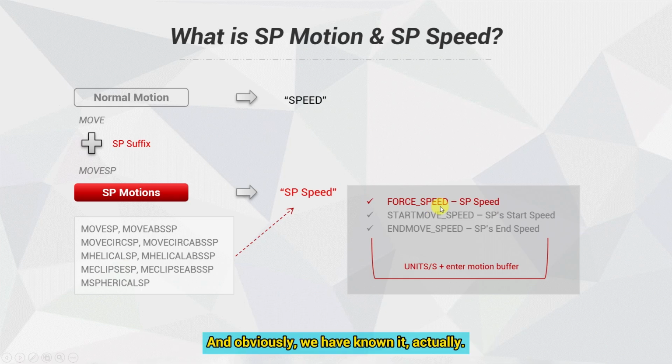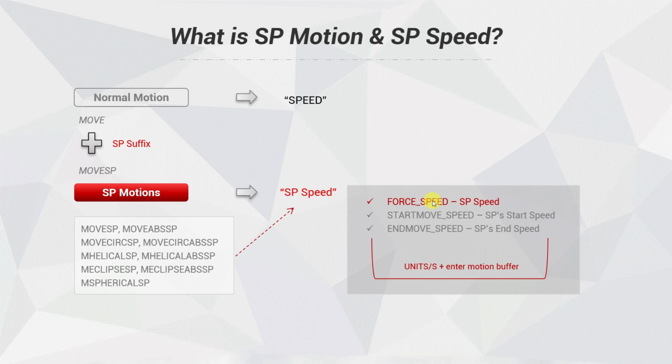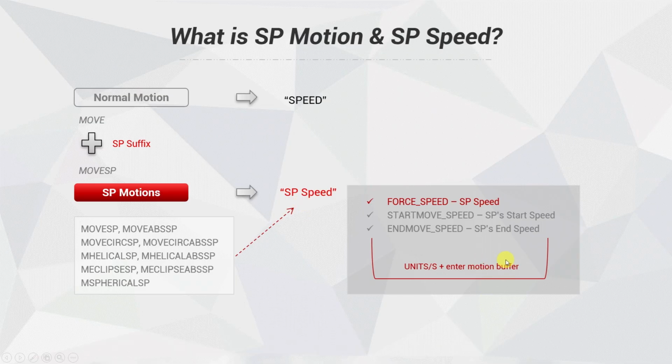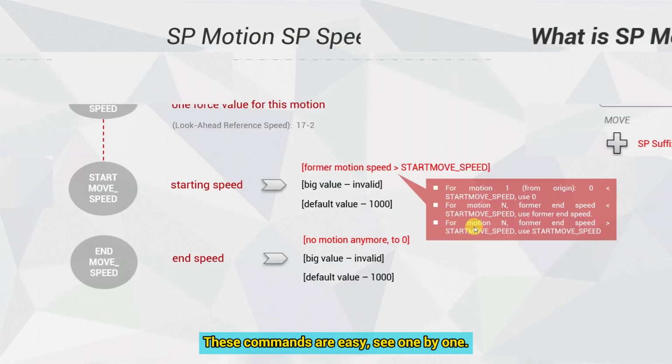And obviously, we have known it, actually. It was talked about in lesson 2, look-ahead trajectory motion, which is used when speed limit and corner deceleration take effect. In this way, the motion can be smoother. In a word, for one SP motion, it will call the SP speed command from the motion buffer. Then, it runs at force speed, not speed anymore. Therefore, in this part, we will learn these 3 commands. Also, there are examples and real operation. These commands are easy, see them one by one.